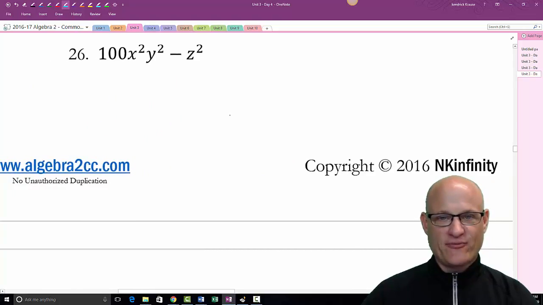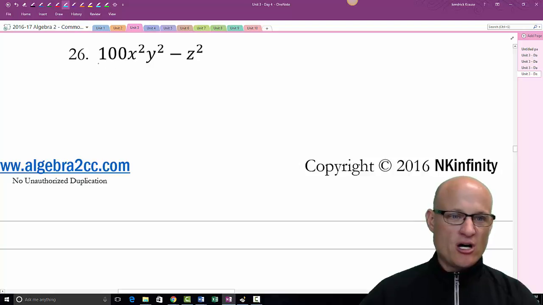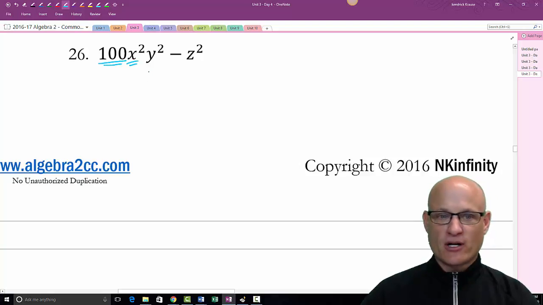No GCF here, but man, this is funky. So 100 is a perfect square. X squared, perfect square. Y squared, perfect square. We've got subtraction, difference. Z squared is a perfect square. So I have the difference of 2 things, although crazy, are still perfect squares. And there is no GCF.